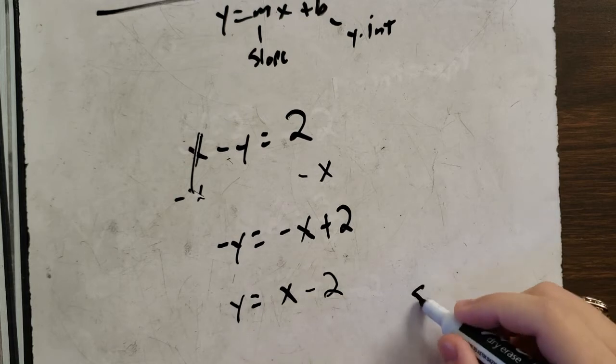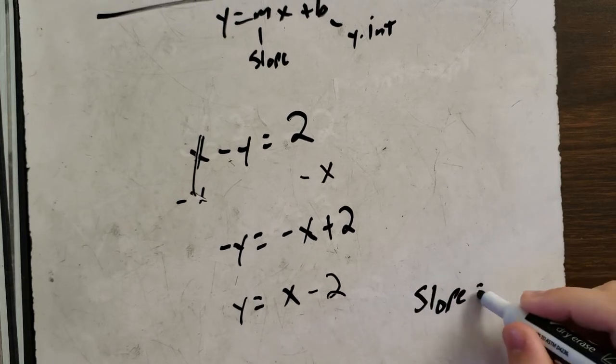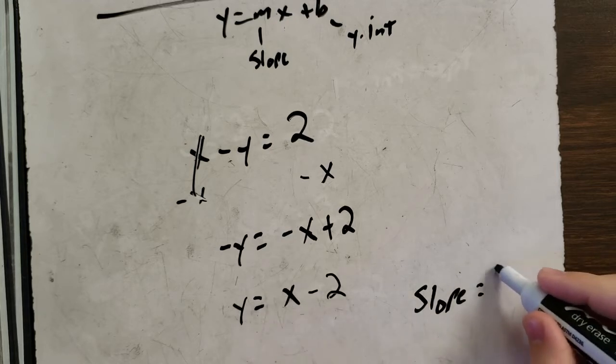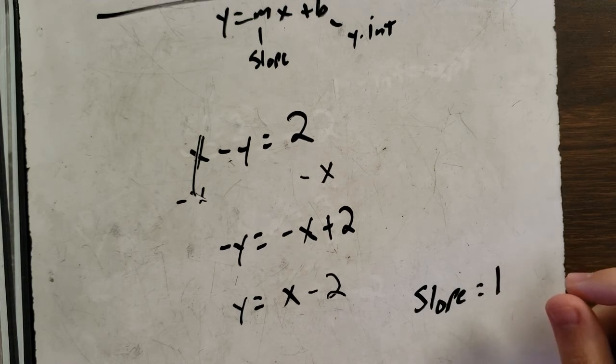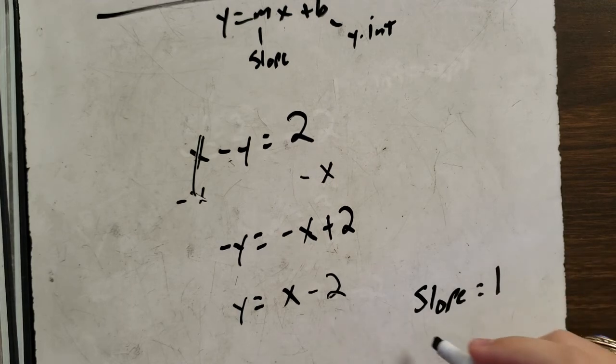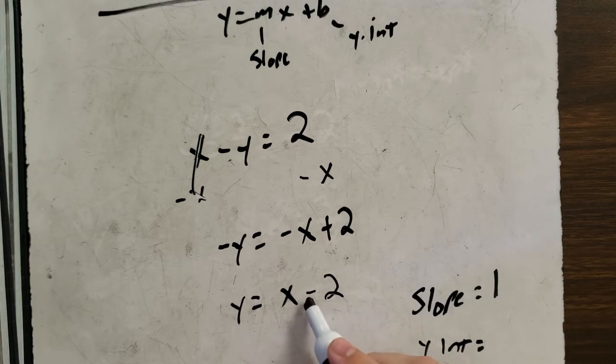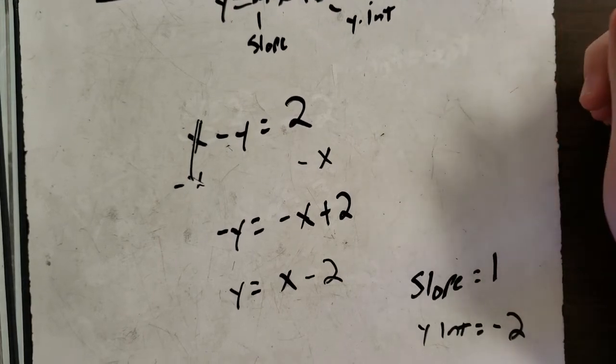So what's our slope going to be? Well, let's look at our x. The x is by itself. So when the x is by itself, our slope is just going to be 1. And then our y-intercept, we look, and once again, it's a minus 2, so our y-intercept is negative 2.